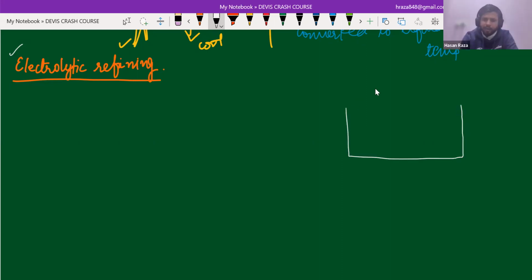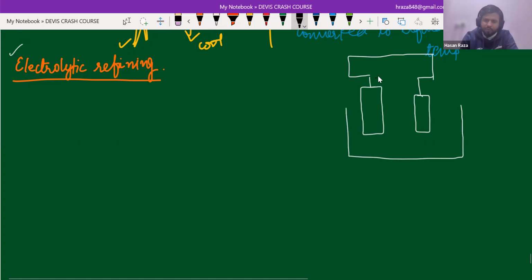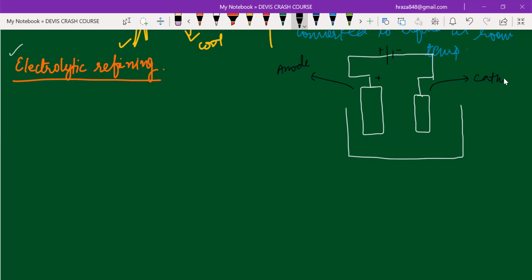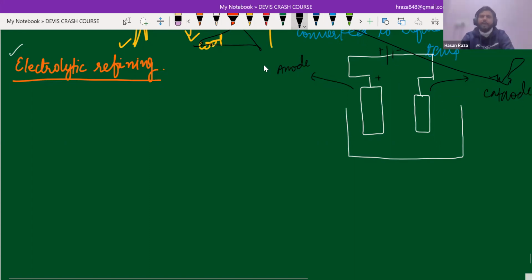There was a container in which we had a cathode and an anode, right? Generally, we make the anode thicker than the cathode. The cathode is thinner. The anode is connected to the positive terminal of the battery and the cathode to the negative terminal, right? Now, an important point is that this is the cathode.